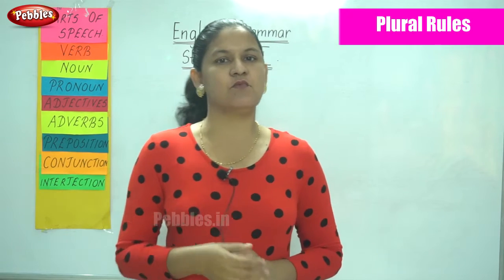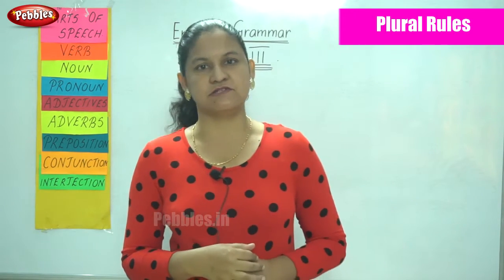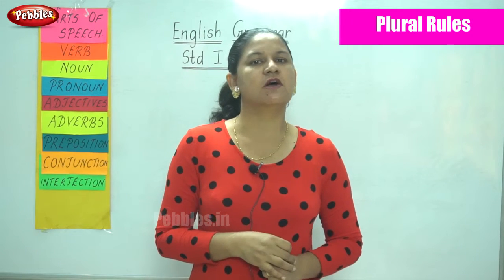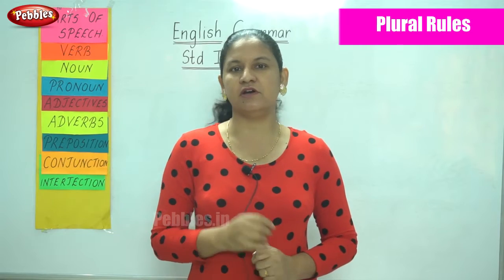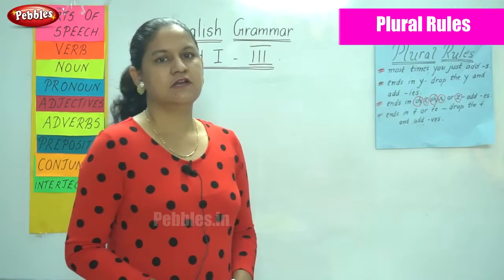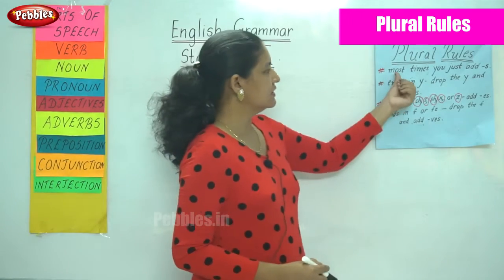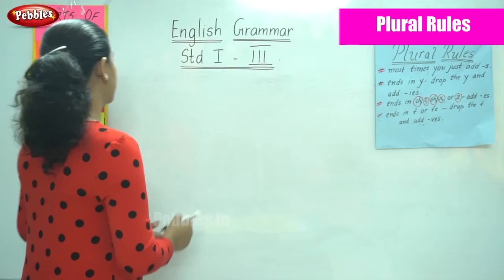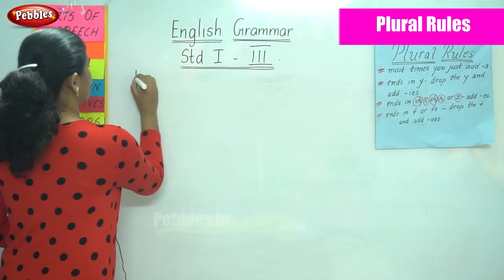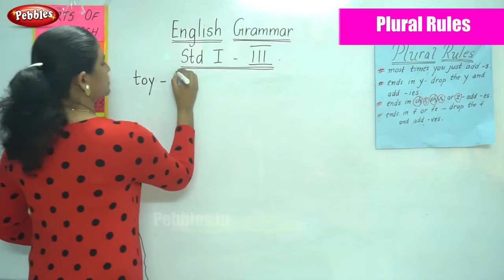First, let us see what are the rules for singular and plural nouns. By following the rules, we will be able to understand how to write a particular word. So let us see what is the first plural rule. Most times you just add s. So for example, I write the word toy, one toy and many toys.